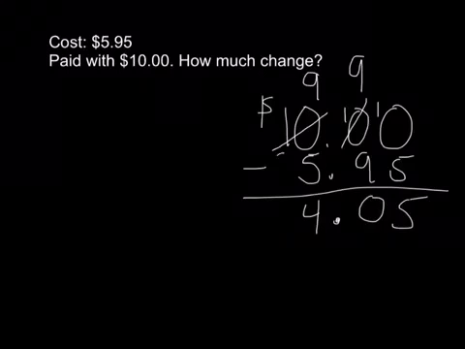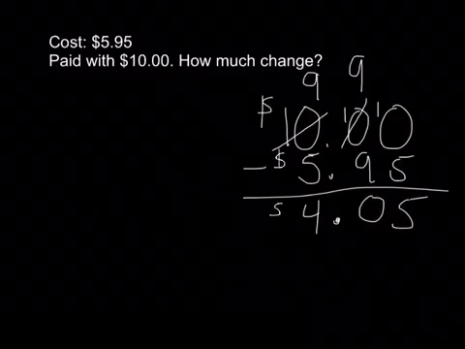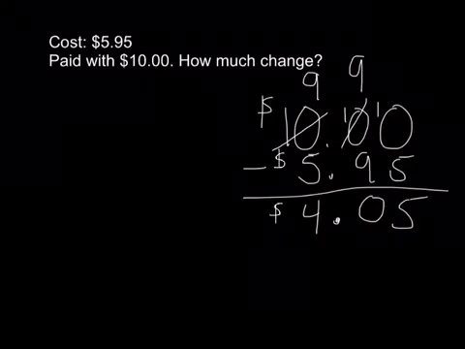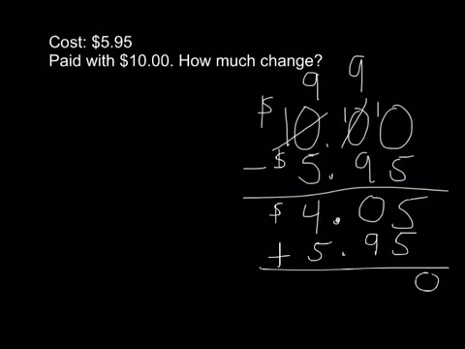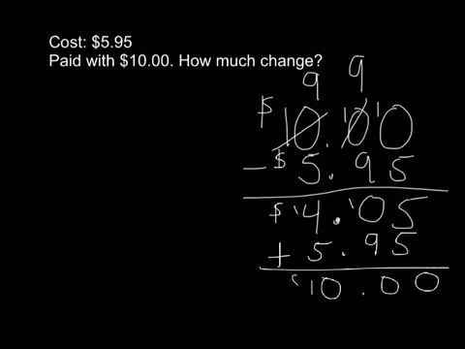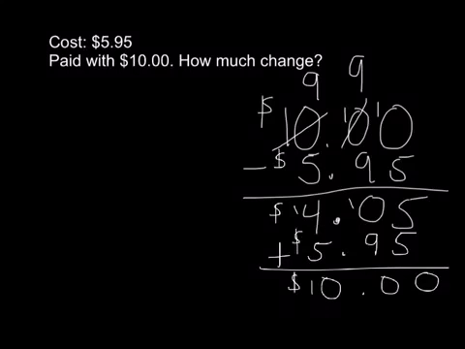So my change, and for some reason I keep forgetting that $ sign, I'm going to bring that down as well, is $4.05. It's not 4 and 5/100ths. It's actually $4.05 because we're dealing with money. And as always, I'm going to check with inverse operations to see if I get the correct answer. And I do. So that I know $4.05 is correct for the change.